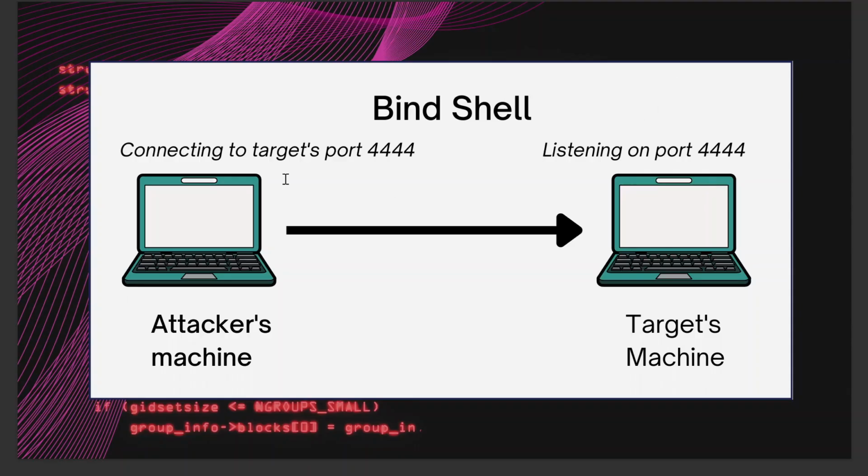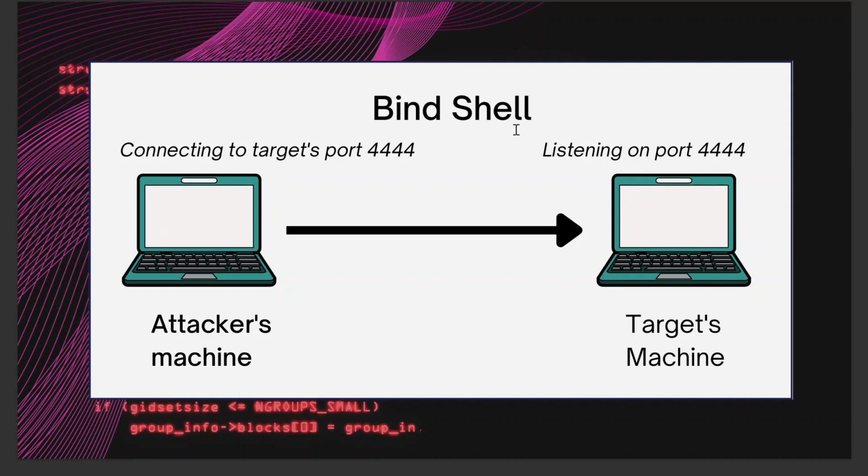So over here we have this image. This is for the bind shell. Just like in the definition, the target machine starts a listener on a certain port. So let's say port 444. Now the attacker machine connects to this target machine.